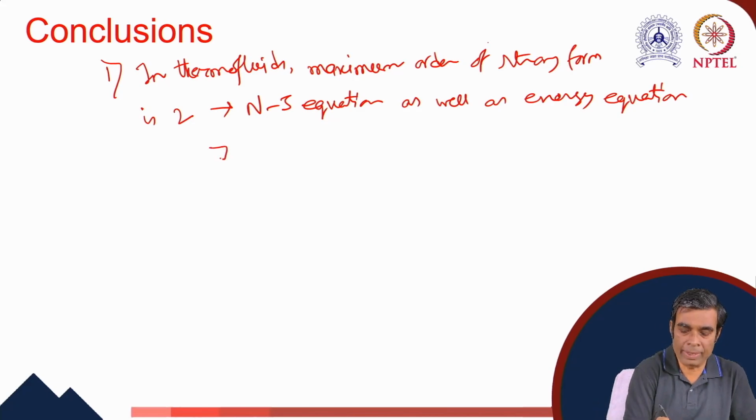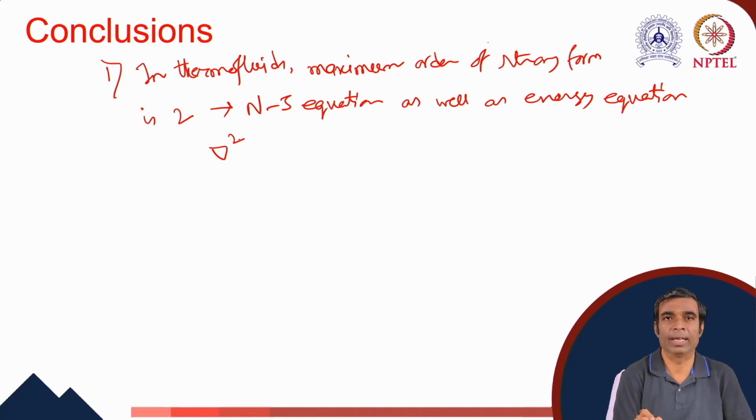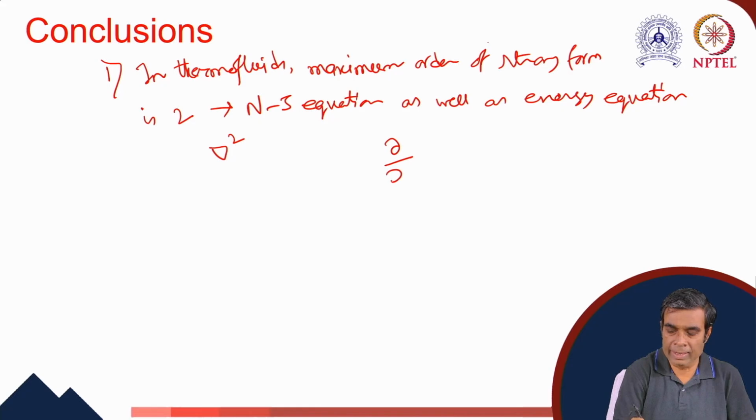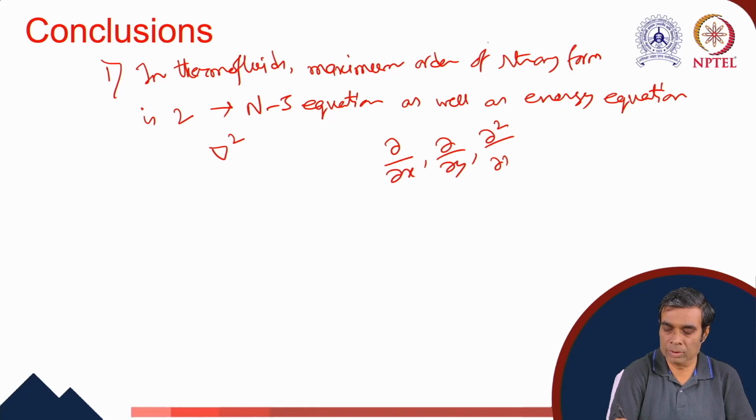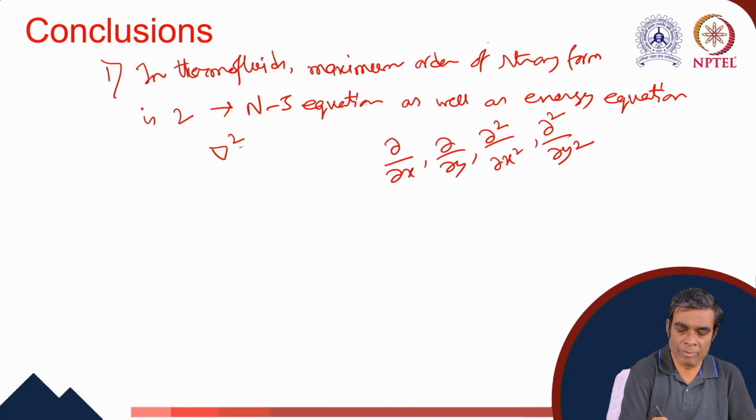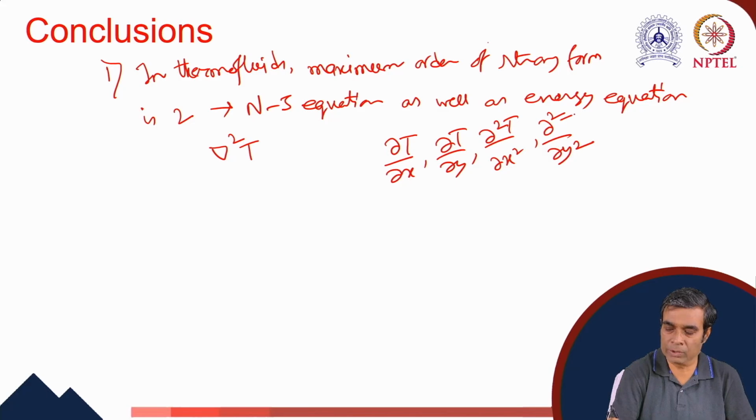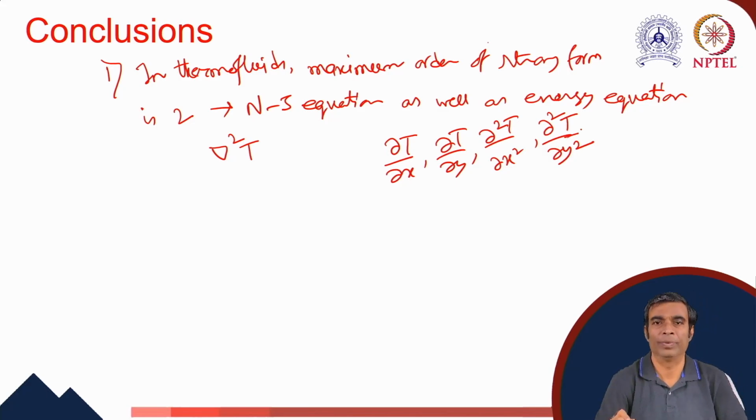The Laplacian operator del square has the highest order in both of these equations. This Laplacian operator indicates that the derivatives del x, del y, del 2 del x2 and del 2 del y2, if they operate on a variable, for example temperature, then del T del x, del T del y, del 2T del x2, del 2T del y2 must exist everywhere within the domain.